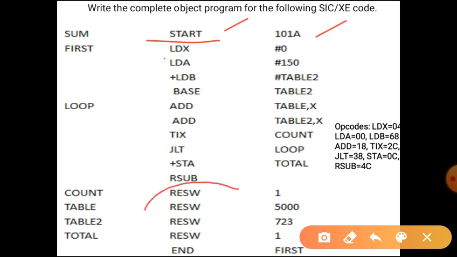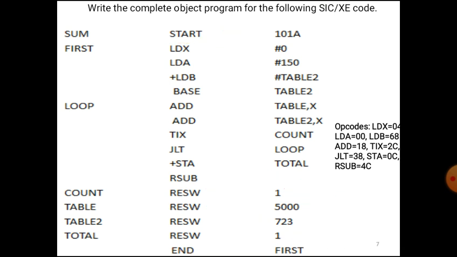Likewise, you also have other assembler directives, that is RESW. We also have RESB, WORD, BYTE, but here we have only RESW. The meaning of RESW is reserve the specified number of words. Here it reserves one word. One word in SICXE machine means 3 bytes. Likewise, we also have RESW 5000. What does it mean? Reserve 5000 contiguous words. So totally it will reserve 5000 times 3 bytes, each word being of size 3. So 5000 times 3 bytes of contiguous locations will be reserved. That is what is indicated by RESW 5000.